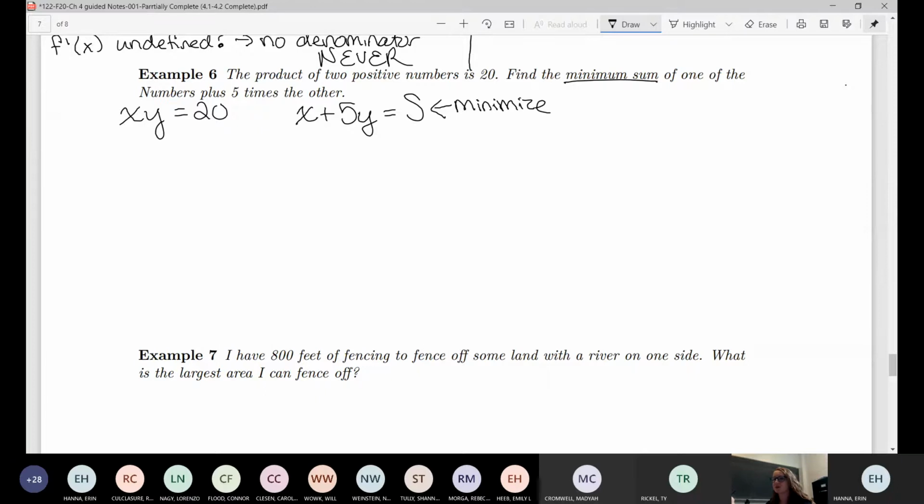You could get rid of whichever one you want. It's just that the algebra can get a little grosser depending on which one you choose. But since the x is by itself, I'm going to shoot to get rid of that x value. So I would want to take this equation, x times y equals 20, and solve it for x because I want to replace that x in the other equation. So we would get 20 over y, which is also 20y to the negative first.